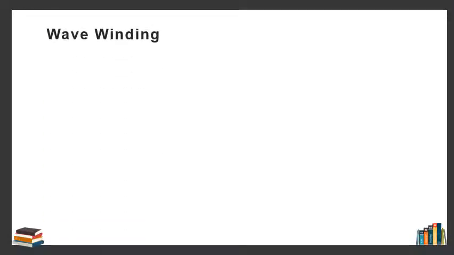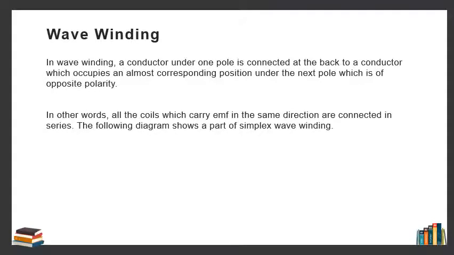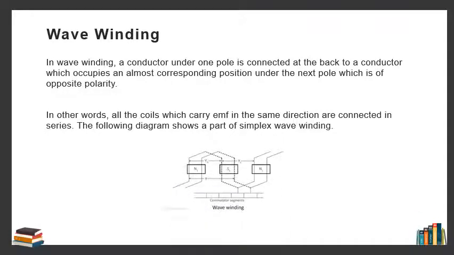Now next is wave winding. In a wave winding, a conductor under one pole is connected at the back to the conductor which occupies almost corresponding position under the next pole, which is of opposite polarity. In other words, all the coils which carry EMF in the same direction are connected in series. The following diagram shows a part of simplex wave winding.